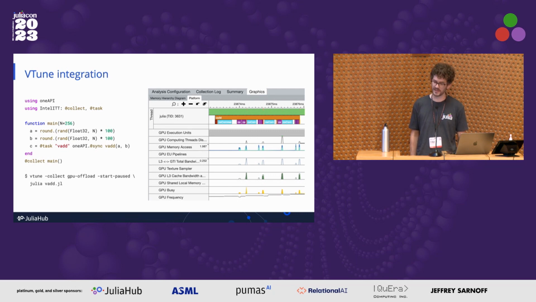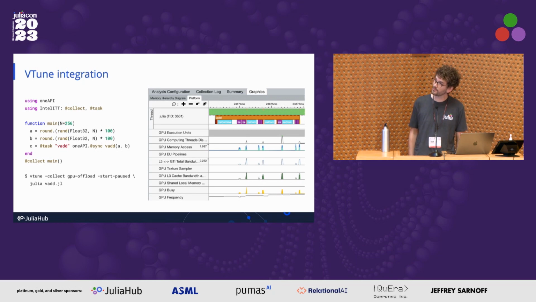So I stuck to the Intel ITT naming scheme here, but the add task is very similar to a range. Collect is the same as the add profile you have in CUDA.jl. So you have all of the same similar constructs. And as you can see on the timeline on the right, you can see my vadd range being annotated, and below that, all of the API calls that happen on the host.